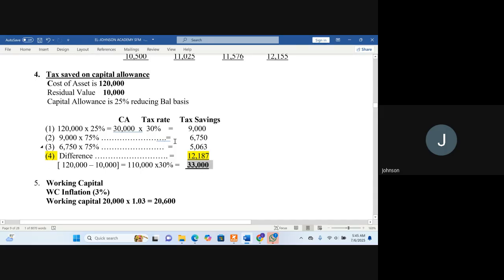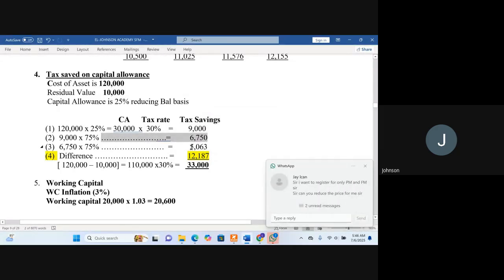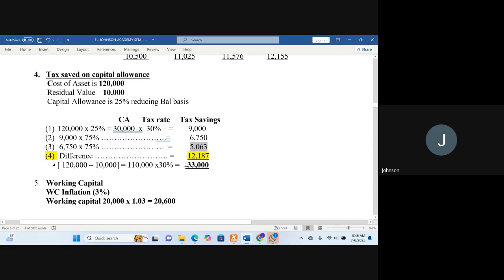So what you now do is say, in year one, I've gotten 9,000. In year two, I've gotten 6,750. In year three, I've gotten this amount. In year four, it will be the difference between the total tax savings I'm supposed to get on the asset minus everything I've gotten before. Once you do the difference, you are going to see that you got 12,185 as your answer. So when you add everything together, the total capital allowance tax savings is going to be 33,000. So that is that. Now, we remember they also told us, so that is what we are going to get.